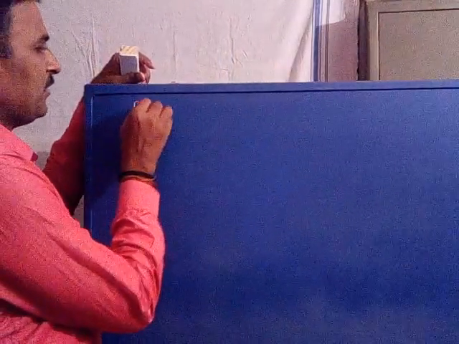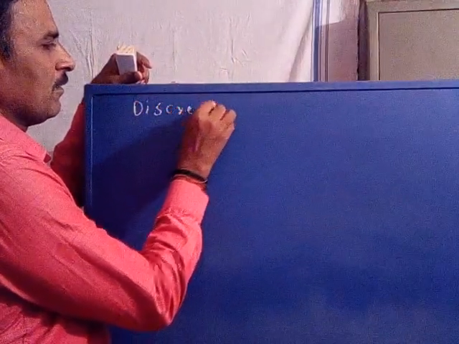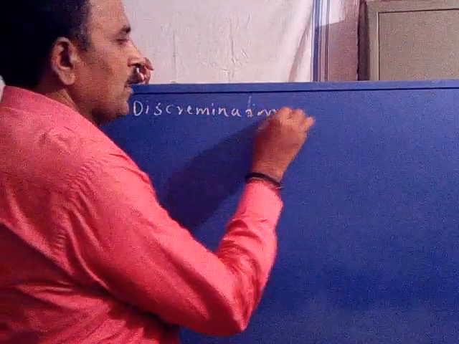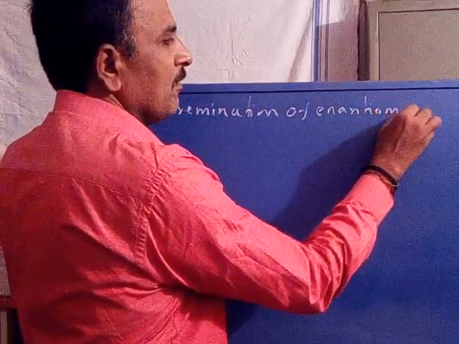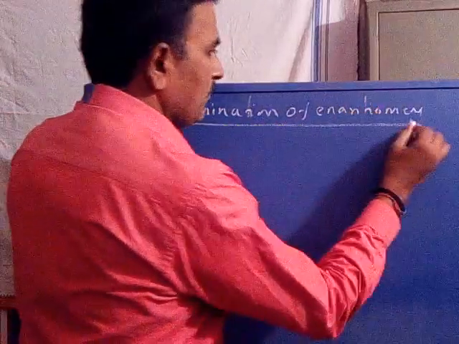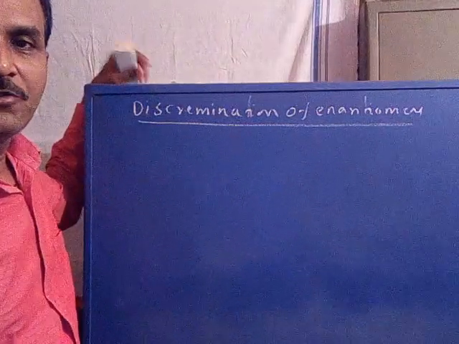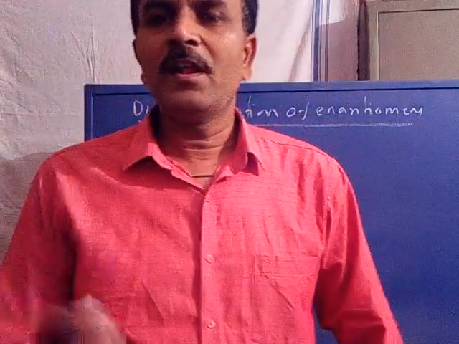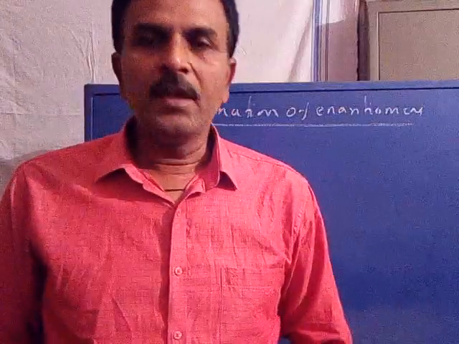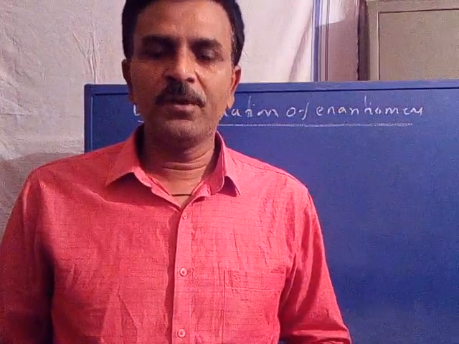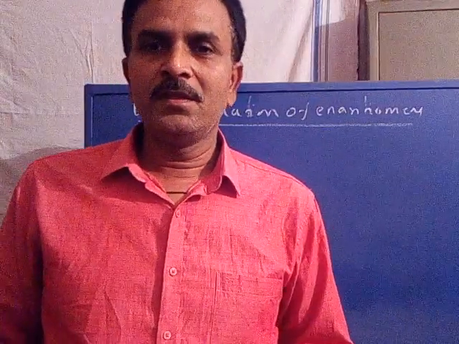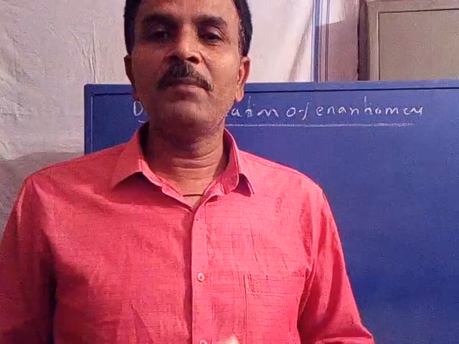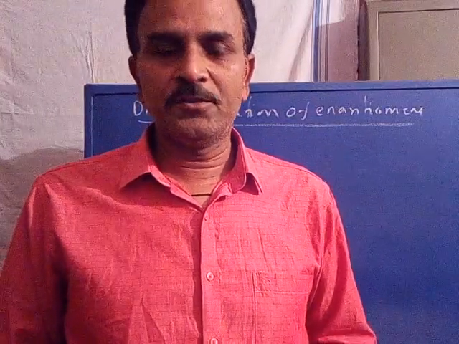enantiomeric pairs, that is, discrimination of enantiomers. Now, what are enantiomers? Enantiomers are the pair of isomers with non-superimposable mirror images. The non-superimposable mirror images are called enantiomers.